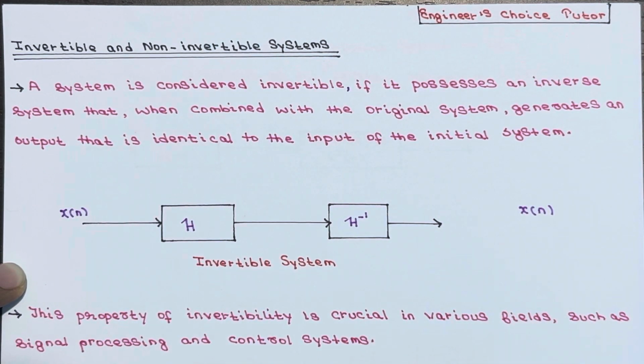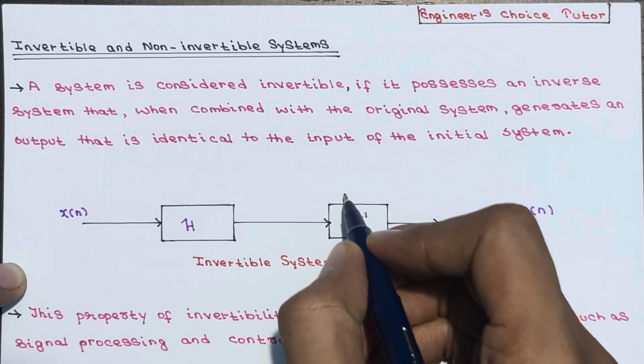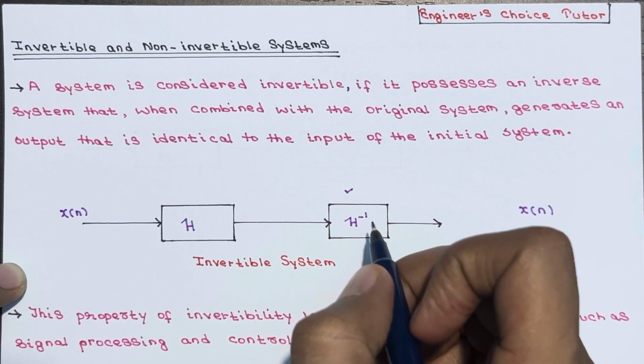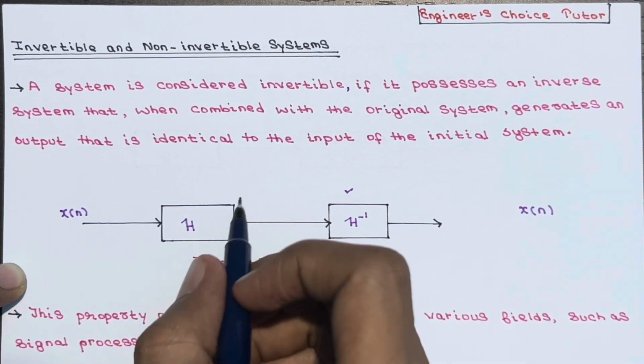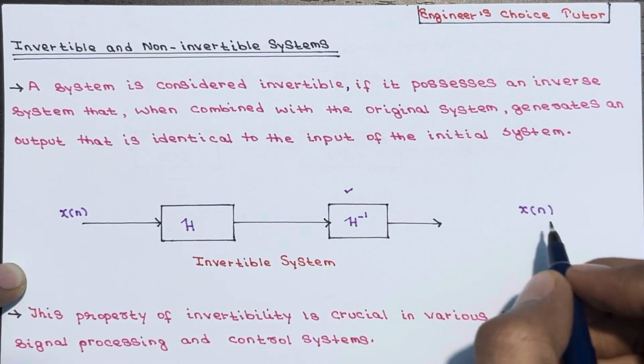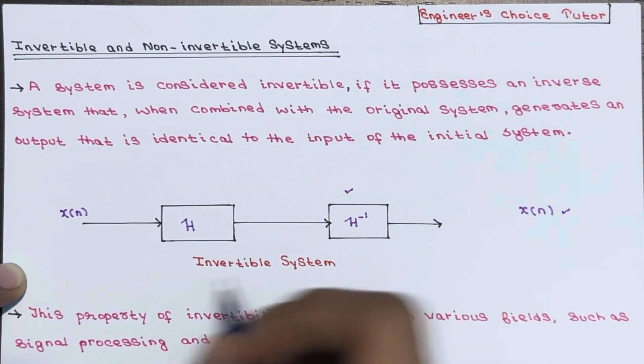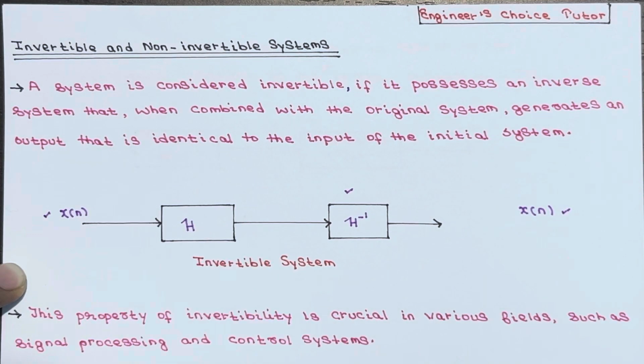So a system is known as invertible only if an inverse system exists which, when cascaded with the original system, produces an output equal to the input of the first system. Hope it is clear to you.